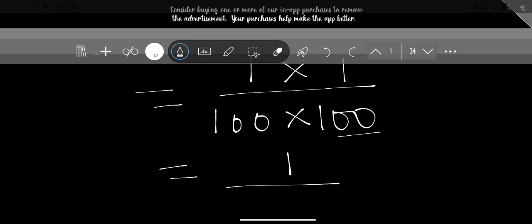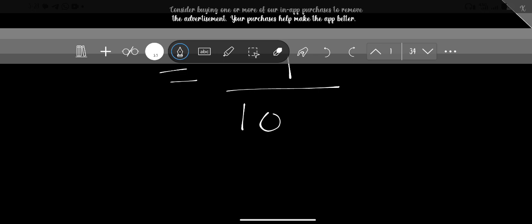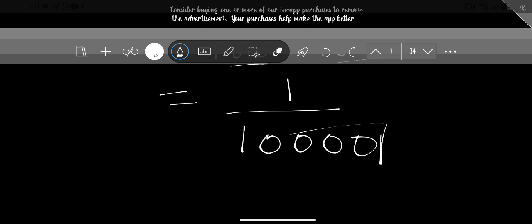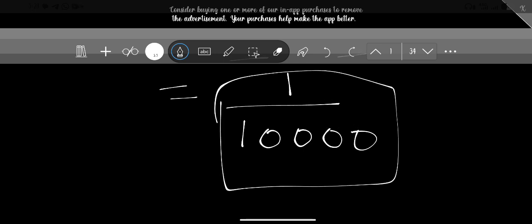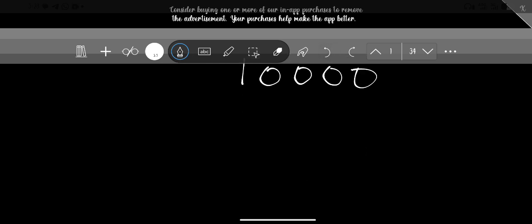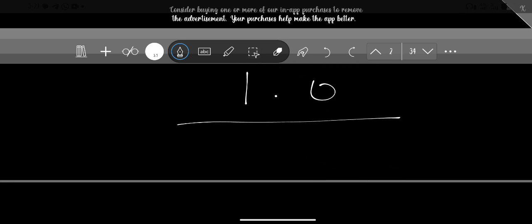We have 2 zeros here and 2 zeros here. So in the product, we have altogether 4 zeros. So how do we simplify this 1 over 10,000? Now let's take it back to decimal. We know this is 1, so we can write this as 1.0 all over 10,000, which has 4 zeros.